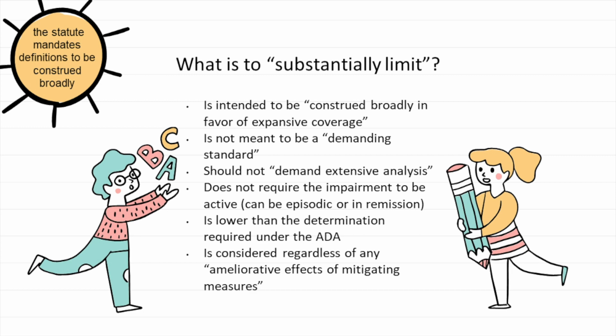Substantial limitation. Think of this term very broadly because the law favors expansive coverage. The standard is not intended to be very demanding or to require extensive analysis. The law does not require the impairment to be active. It can be episodic or even in remission.